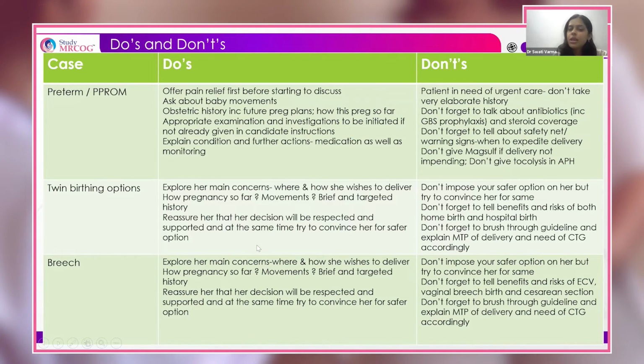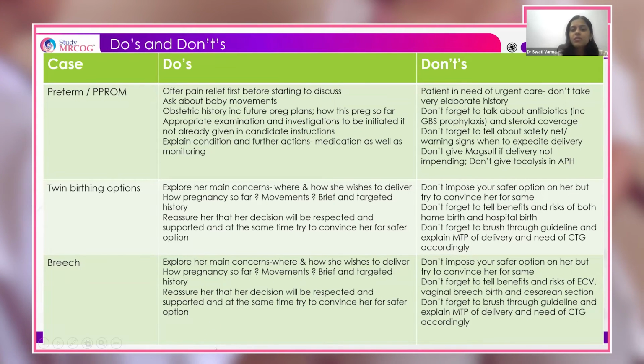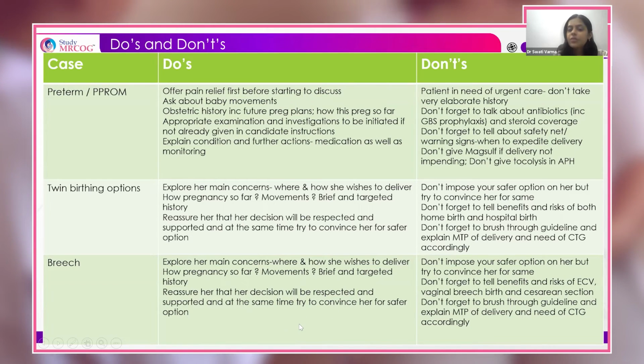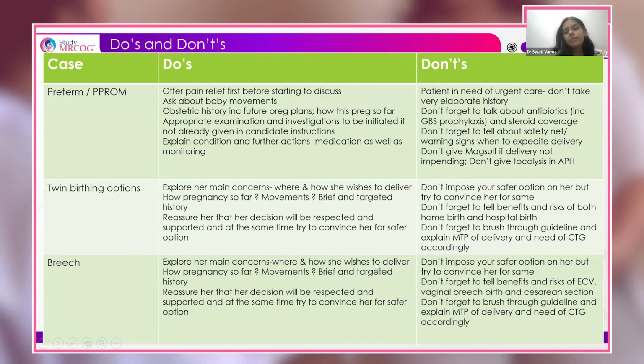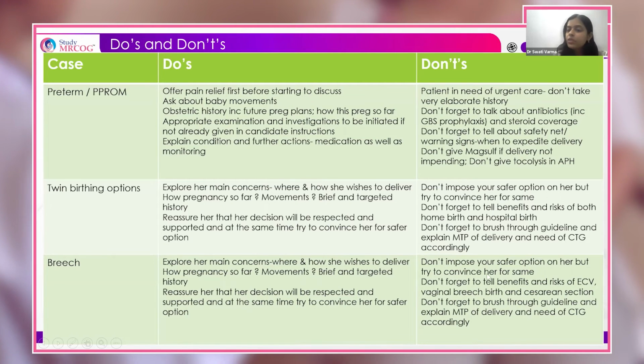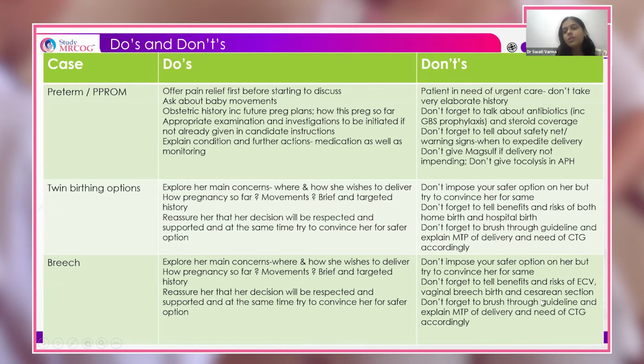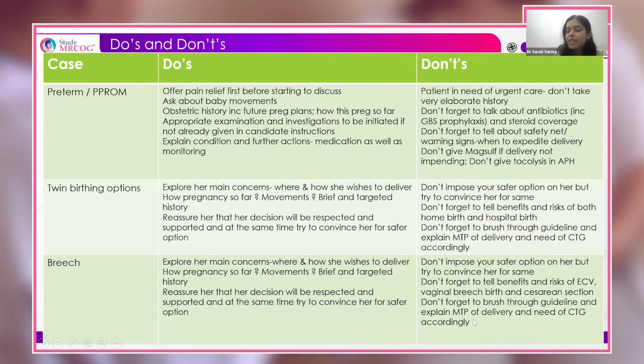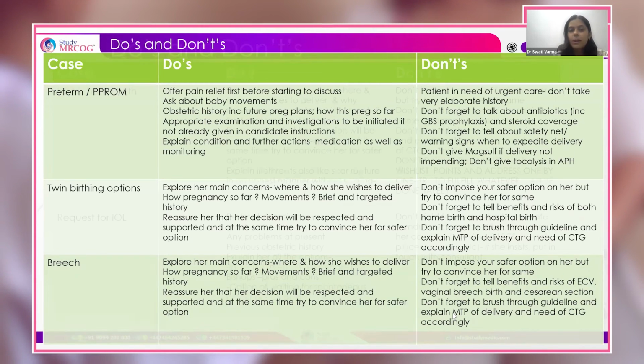Then comes breech. Again, it's the same thing. Go on to explore her main concerns and keep her convinced that her wishes will be respected at all times, but at the same time, convince her for the safer option. Here, you don't have to forget to tell the benefits and risks of ECV, vaginal breech birth, as well as C-section. Emphasize to her to deliver at hospital.